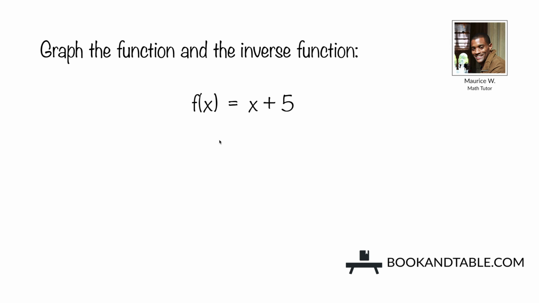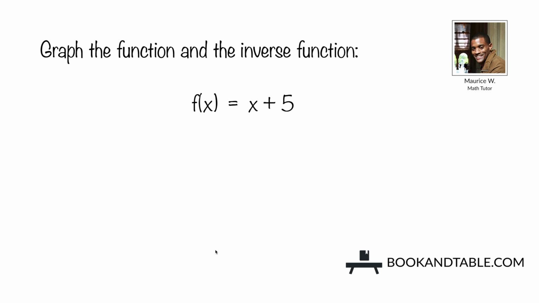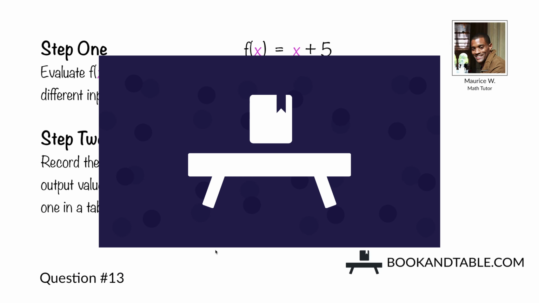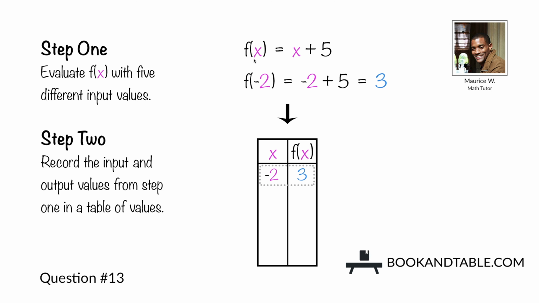Graph the function and the inverse function. And we're given f of x is equal to x plus 5. Pause the video, answer this question, and then press play when you are ready to begin. Step 1, evaluate f of x with 5 different input values. We will then record those x and y values in a table of values for the original function.